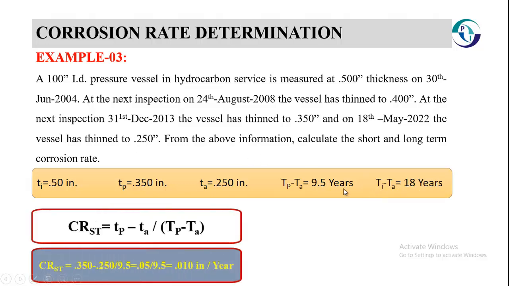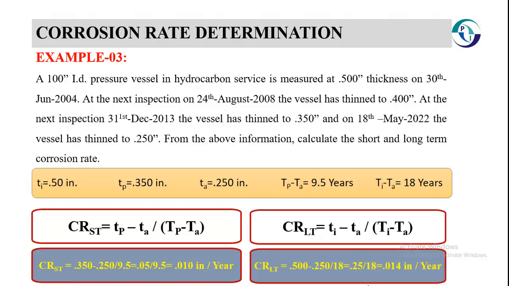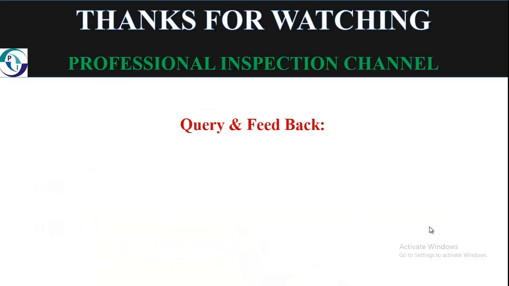So similarly, we put the values into our corrosion rate formulas. The short-term corrosion rate will be 0.010 inch per year, and the long-term corrosion rate will be 0.014 inch per year. Which corrosion rate to be used for further calculation should be decided between the vessel inspector and the corrosion engineer. I hope this information helped you out for calculating the corrosion rate values.